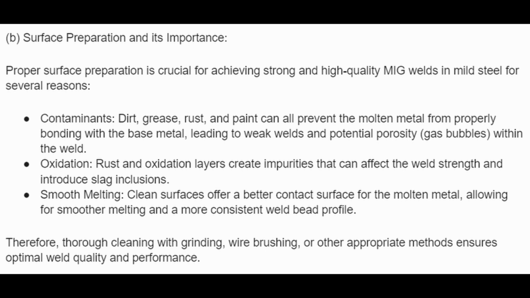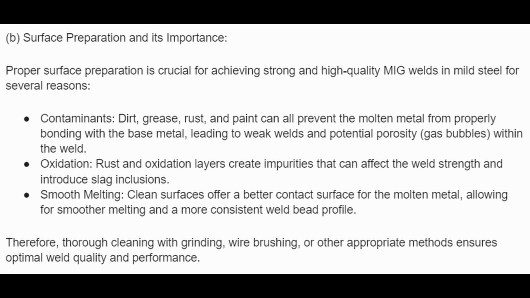Contaminants. Dirt, grease, rust and paint can all prevent the molten metal from properly bonding with the base metal, leading to weak welds and potential porosity, gas bubbles, within the weld. Oxidation. Rust and oxidation layers create impurities that can affect the weld strength and introduce slag inclusions. Smooth melting. Clean and prepared surfaces offer a better contact surface for the molten metal, allowing for smoother melting and a more consistent weld bead profile.